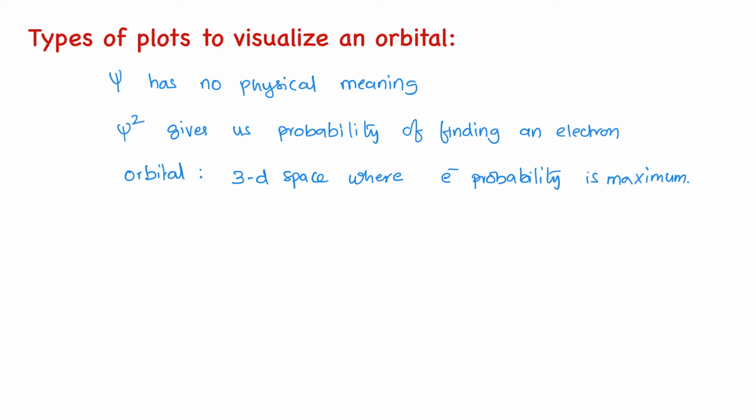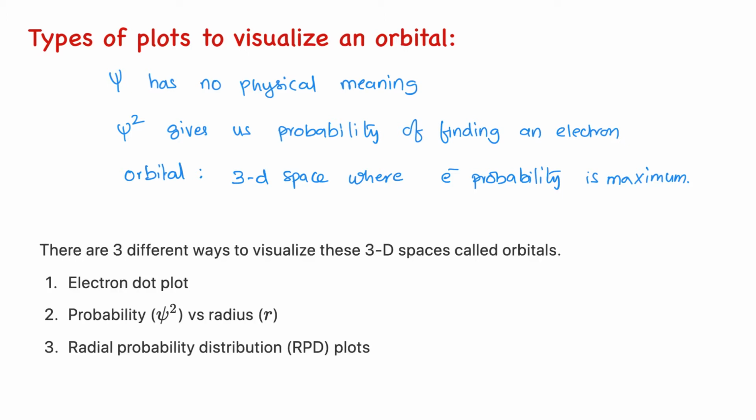In this video, what we are going to learn is various ways to visualize these 3D spaces or orbitals. There are three different ways that we use. 1. The electron dot plot. 2. The probability, that is psi square versus the radius. 3. The radial probability distribution, RPD, plots. First, let us discuss the electron dot plot.